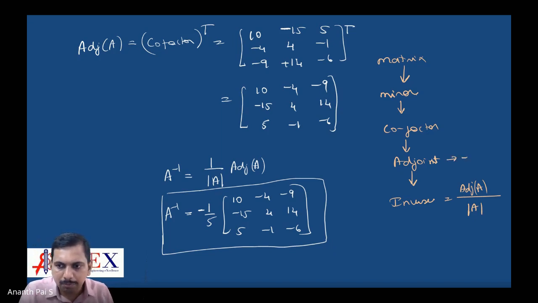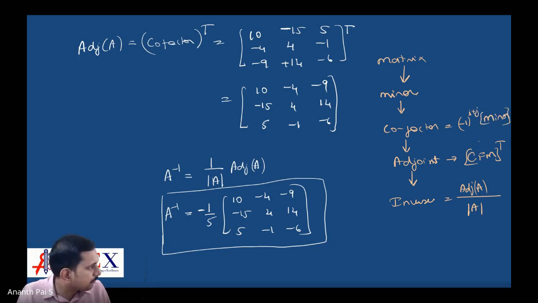What is adjoint? Adjoint is the transpose of the cofactor matrix. So adjoint is the cofactor matrix transpose. What is the cofactor matrix? Minus 1 raised to i plus j into the minor. You know what the minor matrix is.